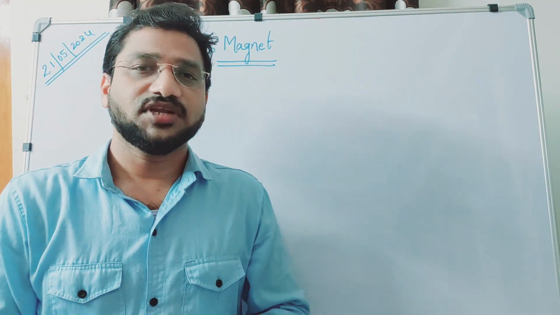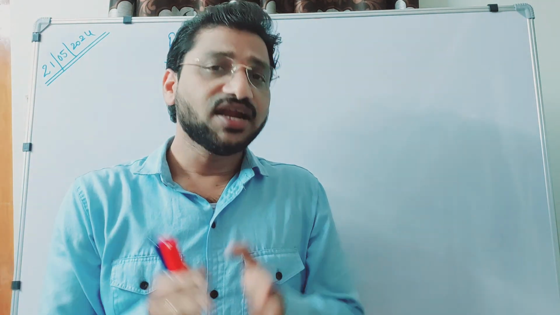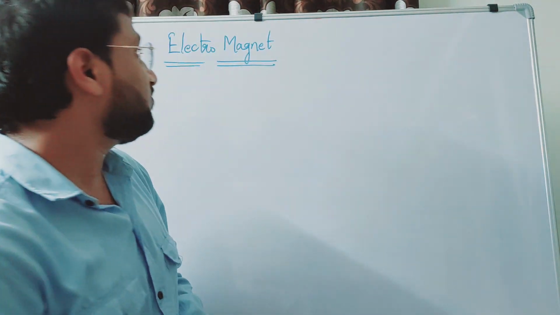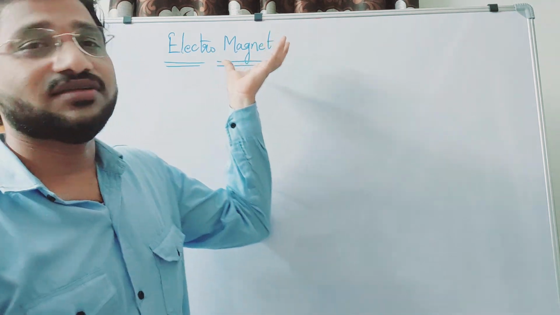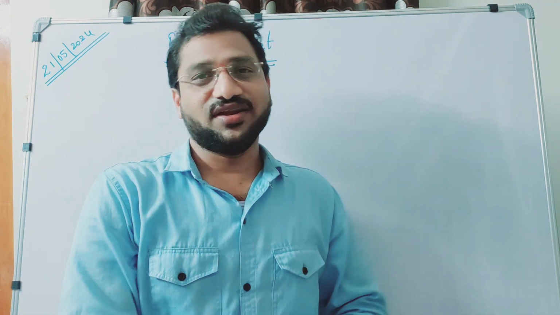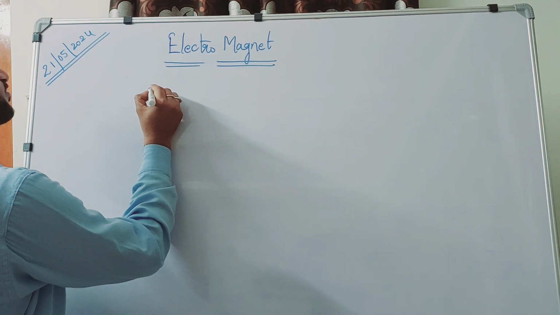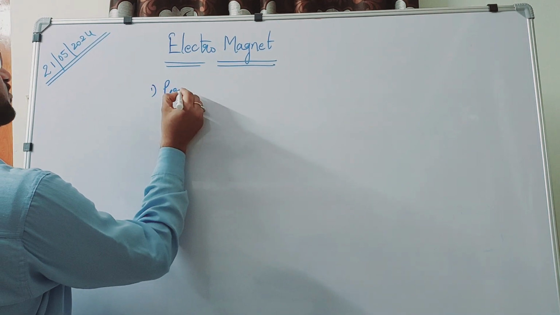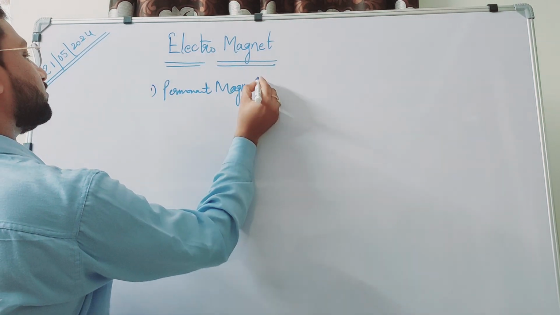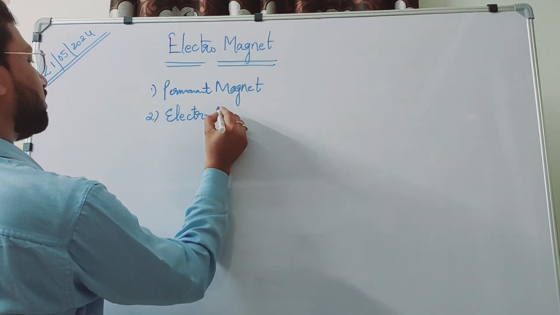Any conductor, if it carries current, or if the current is passing through any conductor, then the conductor starts behaving like an electromagnet. Now there is a lot of difference between a magnet and an electromagnet. Of course, there are different types of magnets available. One is a permanent magnet. The second one is what I am discussing now, that is electromagnet.